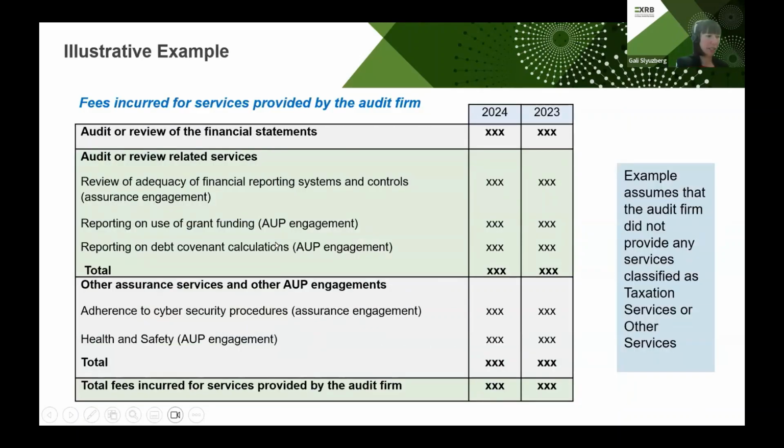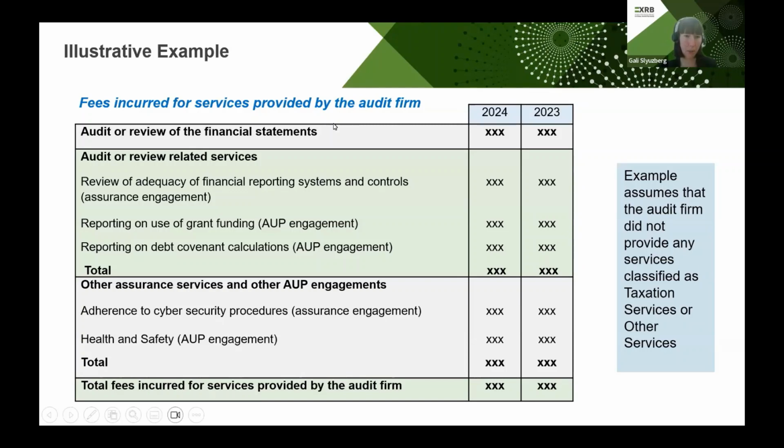And this is an illustrative example, based on an illustrative example we've included to accompany the amending standard. It's showing what the disclosure could look like. It doesn't have to look exactly like this, but this is just to provide you some guidance on what it could look like. I won't go through that in detail. You can have a look in the standard, but this example assumes that the auditor or review firm did not provide any taxation services or anything in the other services category.